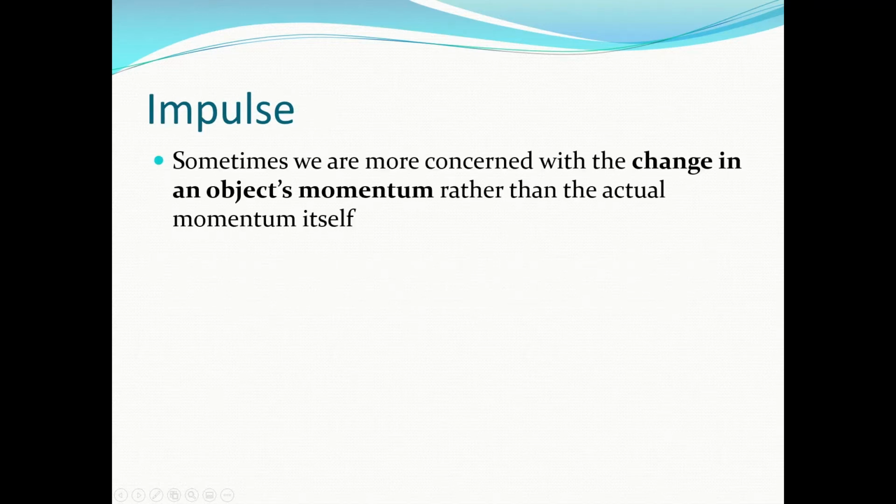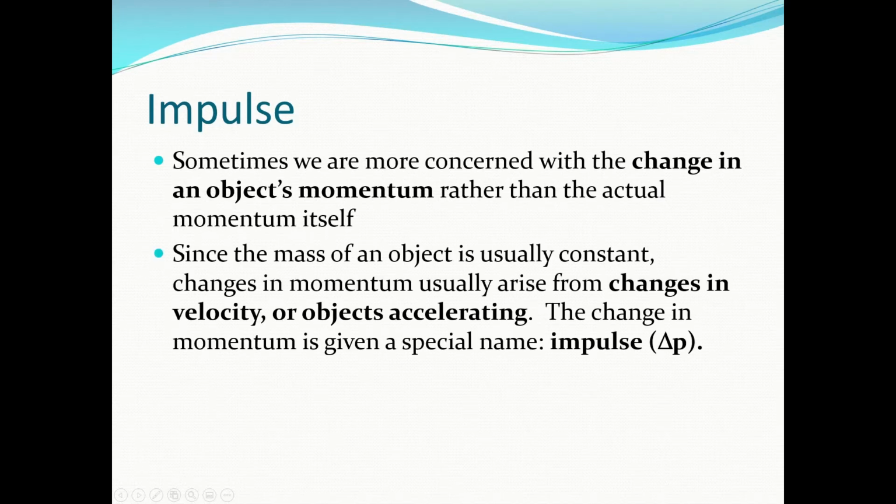So what impulse is, sometimes we are more concerned with the change in an object's momentum rather than the actual momentum itself. That change is very important. Since an object's mass is usually constant, changes in momentum usually arise from changes in velocity or accelerating objects. So the change in momentum is given a special name, which is impulse, right? So impulse has a symbol delta P. So this is a symbol for impulse. And impulse is just change in momentum, right?